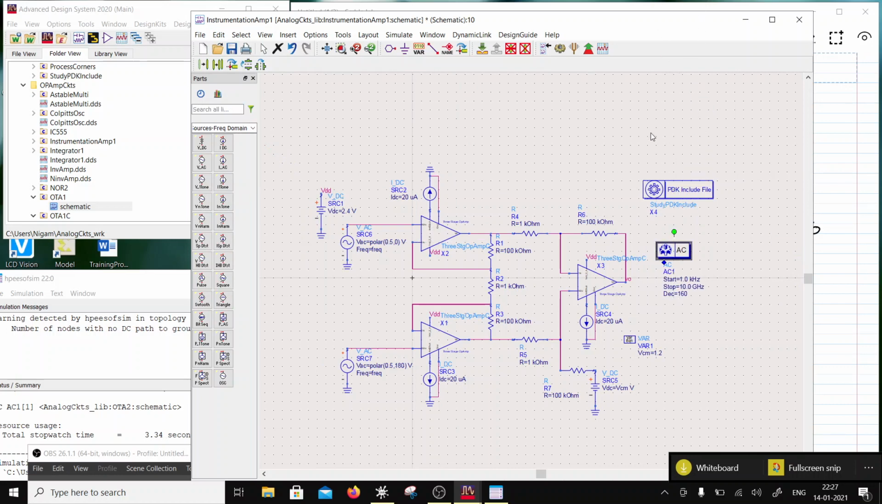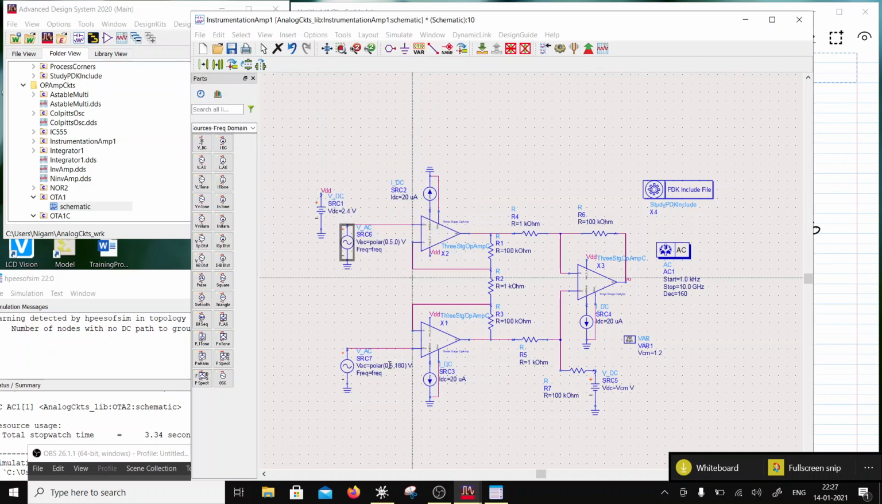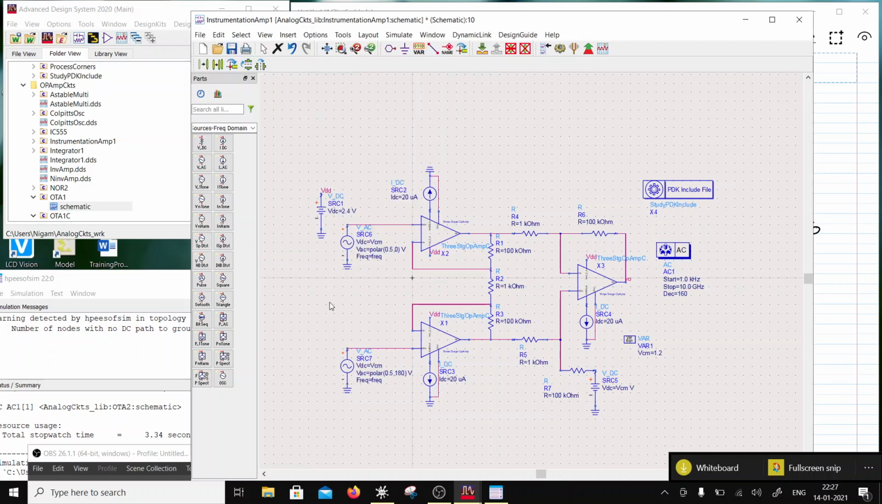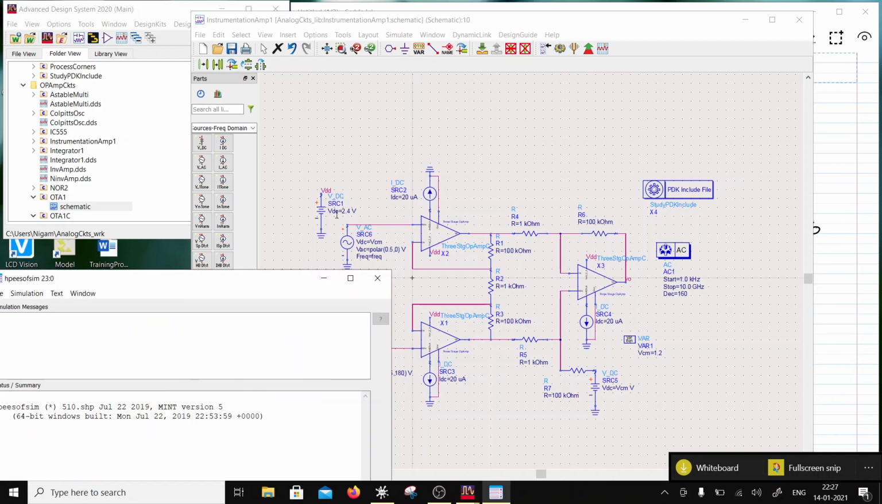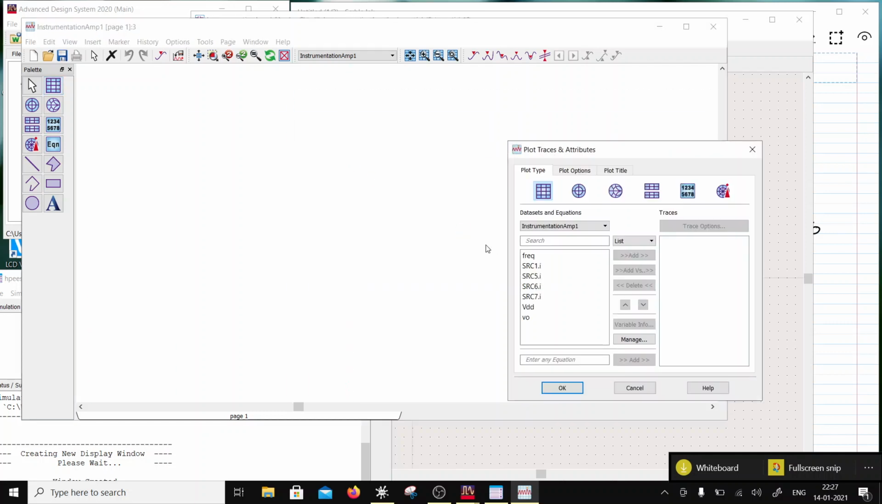Okay, so now I am going to hit the simulate button. Let me check. Everything is in place, everything looks in place. Only thing is I will display this guy, and I will display this guy. Okay, so everything looks in place. Let's hit simulate, and let's plot the output.